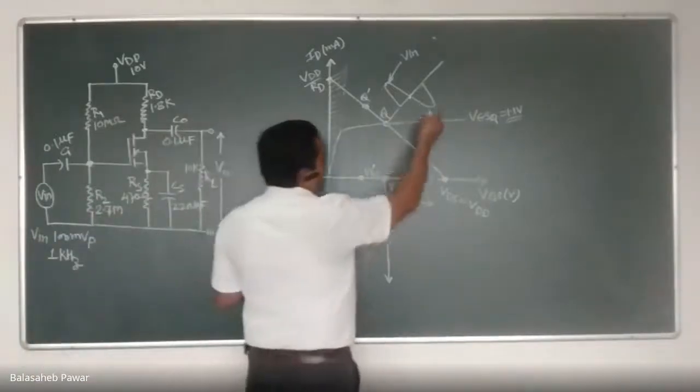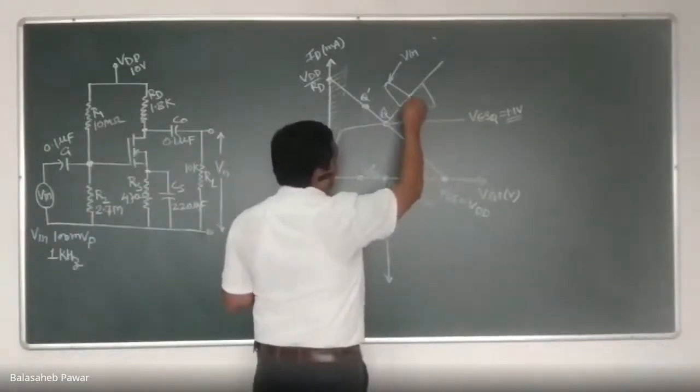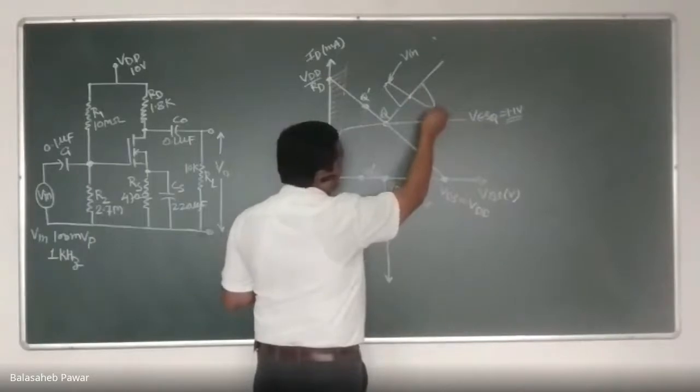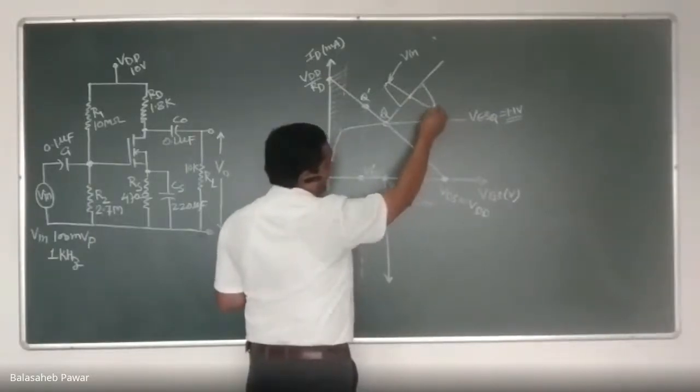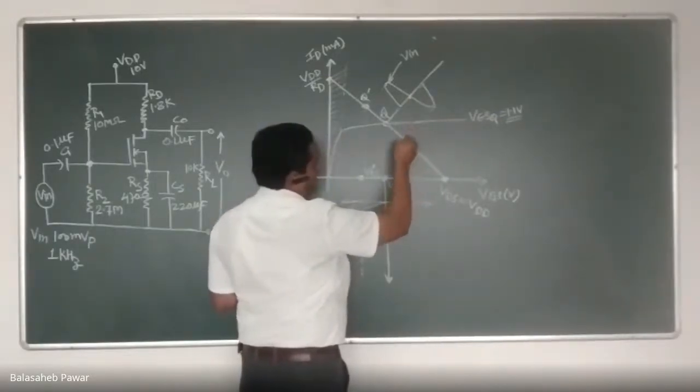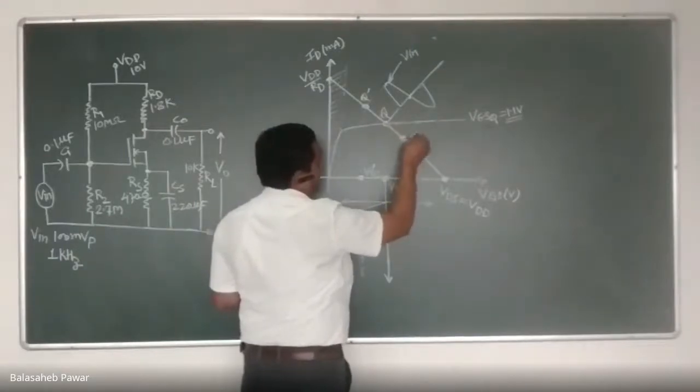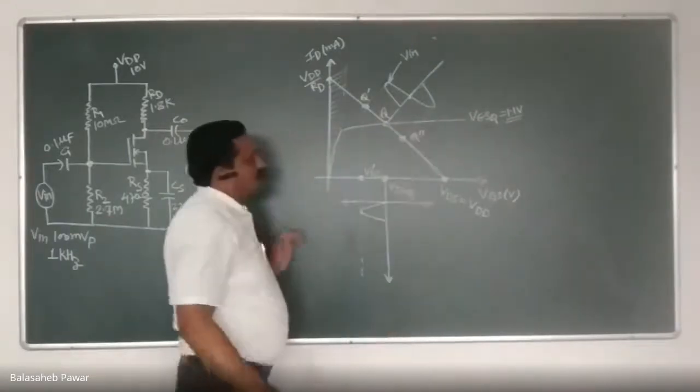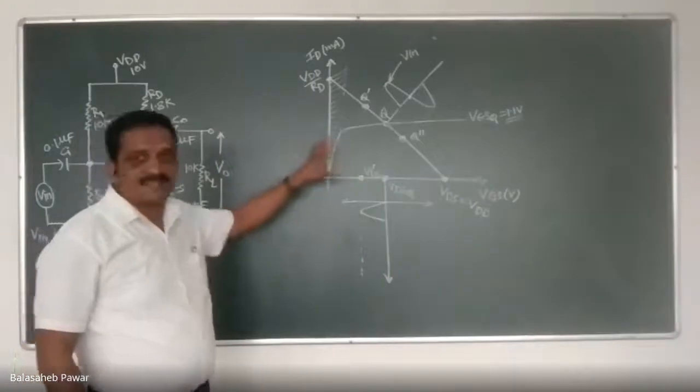Now, during the negative half of that input, whenever that input signal goes to its negative peak, the respective point on that DC load line gets shifted from Q to Q double dash. Is it visible properly?